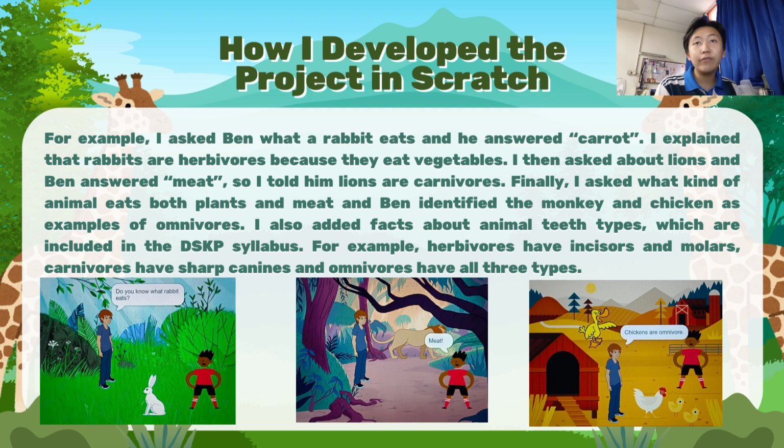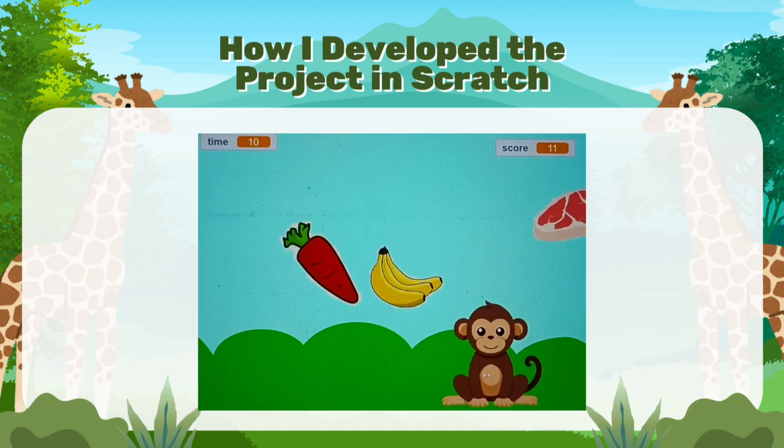I also added facts about animal teeth types, which are included in the DSKP syllabus. For example, herbivores have flat molars. Carnivores have sharp canines. And lastly, omnivores have all three types of teeth, that is, incisors, molars, and canines.